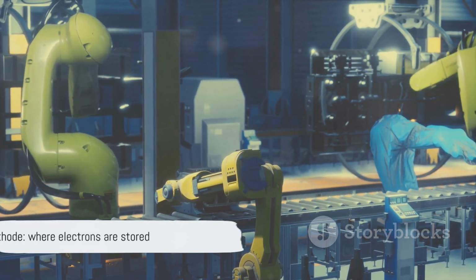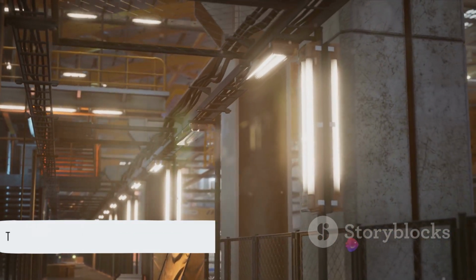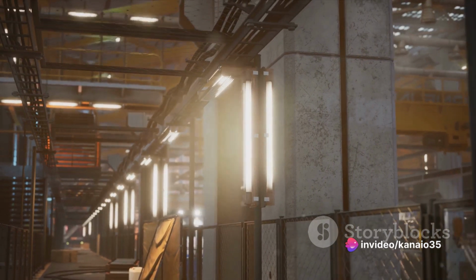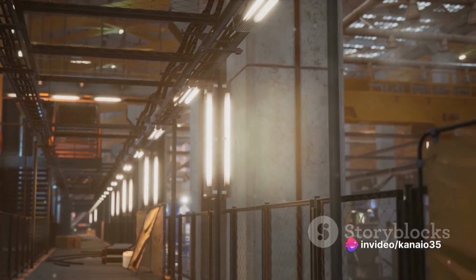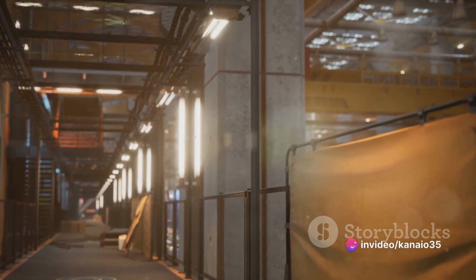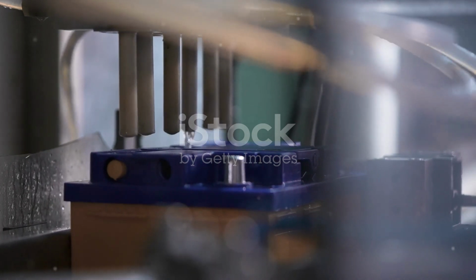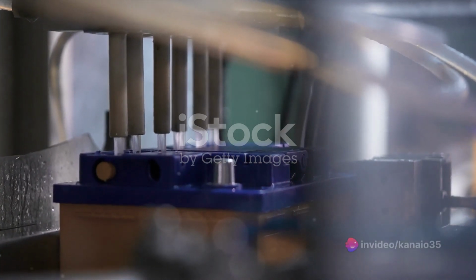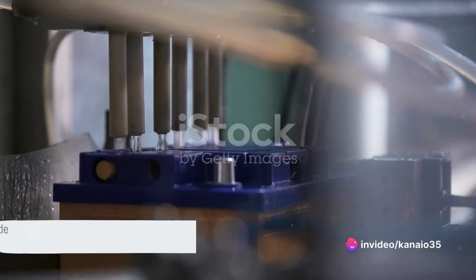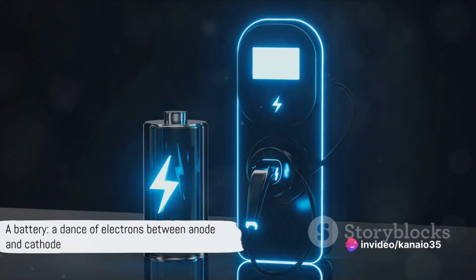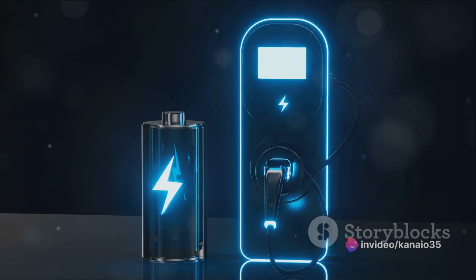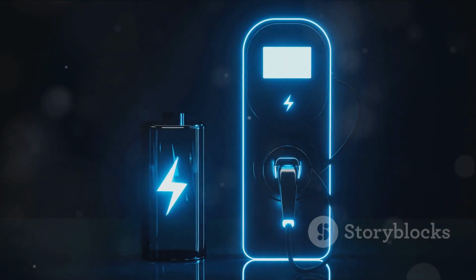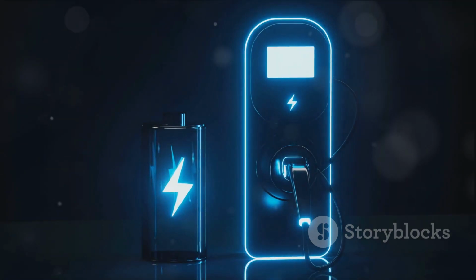The cathode, on the other hand, is the positive side. It's the destination of the electrons, welcoming them in from the circuit and storing them until they're needed again. Now, the electrolyte sits in the middle, facilitating the movement of ions between the anode and cathode. This movement is what creates the electrical current. Essentially, a battery is a little dance of electrons, moving back and forth between the anode and the cathode, with the electrolyte acting as the dance floor.